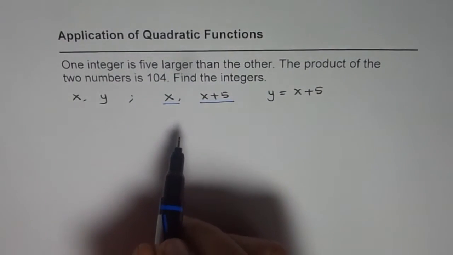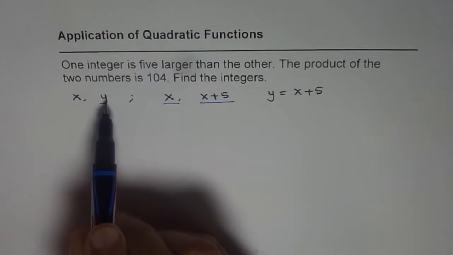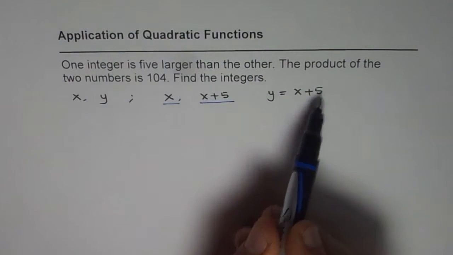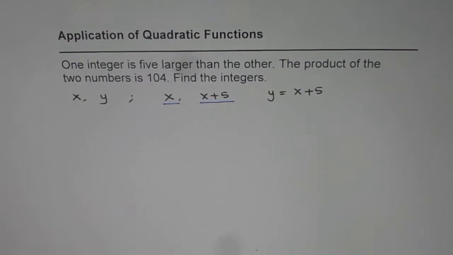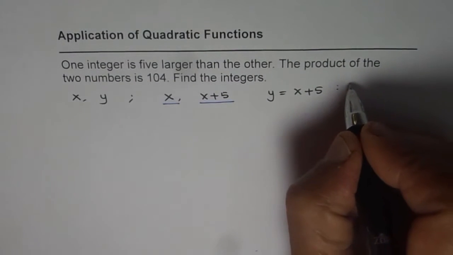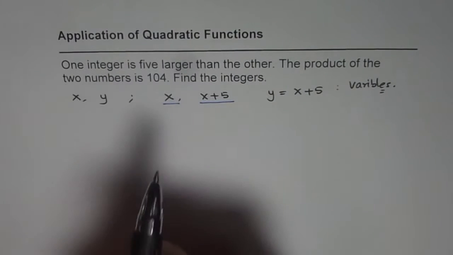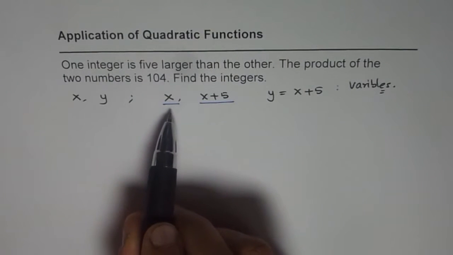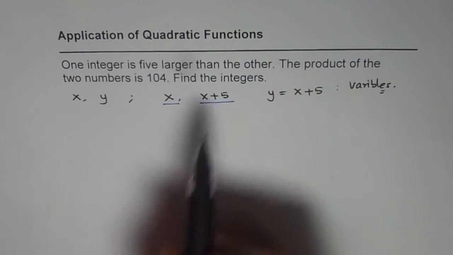So that is my choice, right? Or I could go this way. Let the integers be x and y. y is x plus 5. So the two integers are x and x plus 5. Correct? So that is how we define our integers. So that is our variables. So the variable in our case is a single variable. Let the integer be x. Then the other is 5 greater than x, x plus 5.